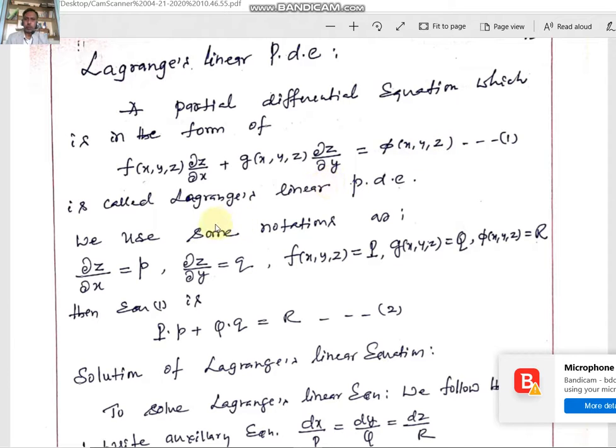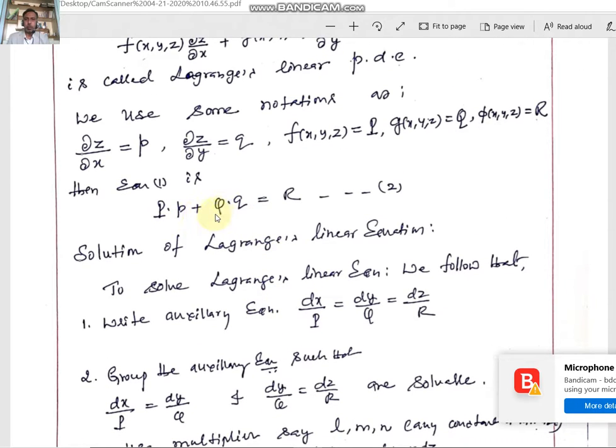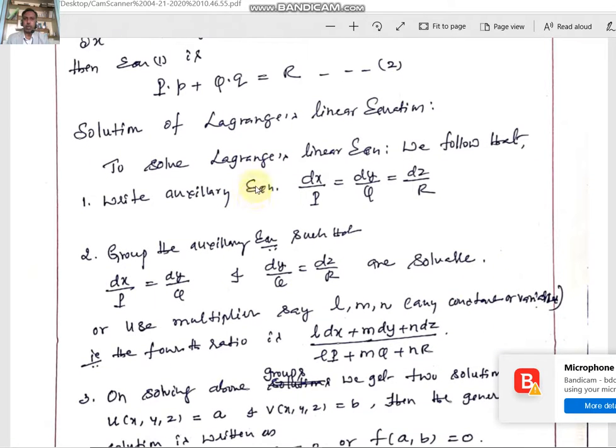Now we use some notations for these partial derivatives. Dou z by dou x is written as small p, dou z by dou y is taken as small q, the first function f is taken as capital P, the g function is taken as capital Q, and the right hand side function is denoted by capital R. So Lagrange's linear partial differential equation in short form is written as P p plus Q q is equal to R. This is the representation of Lagrange's linear partial differential equation, where small p stands for dou z by dou x and small q stands for dou z by dou y.